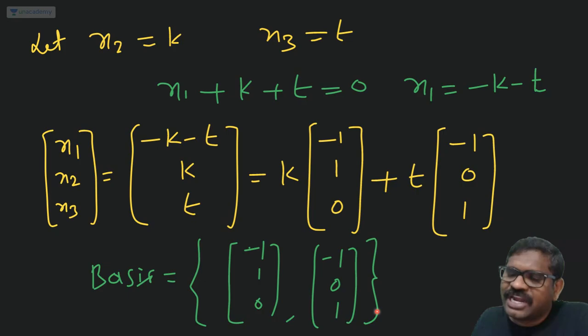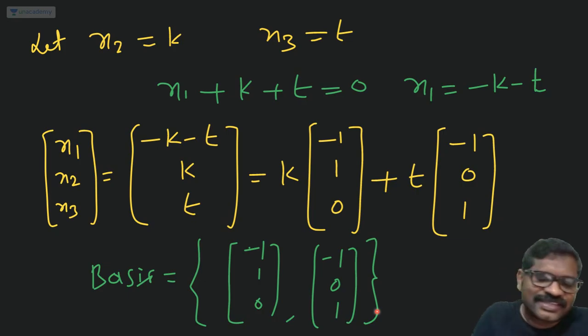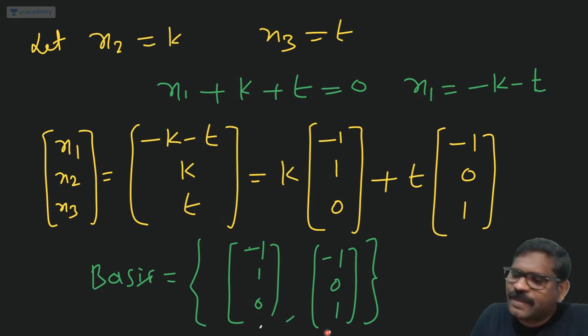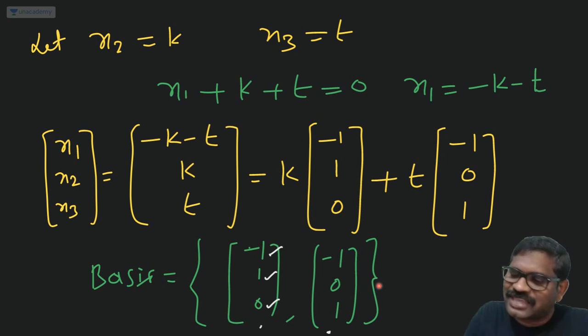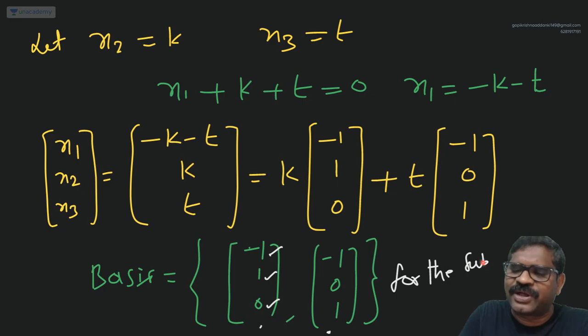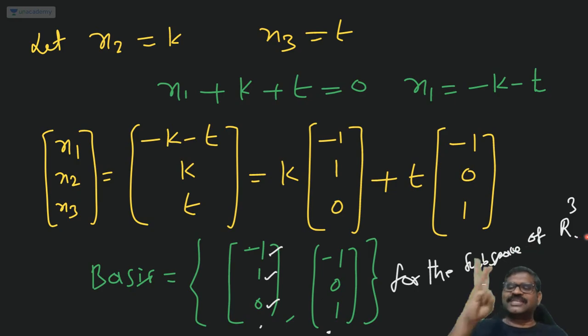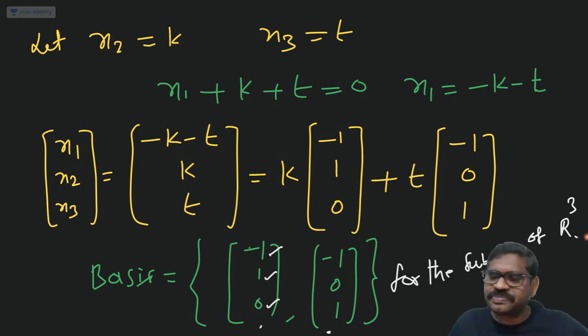Here, how many independent vectors are in your basis? Only 2. But look at the dimension: 1, 2, 3. That's why it is a basis for a subspace of R^3, because it has 3 components. Understood?